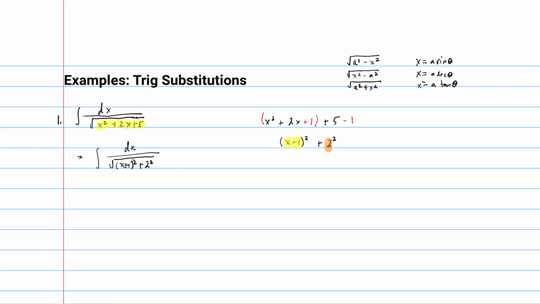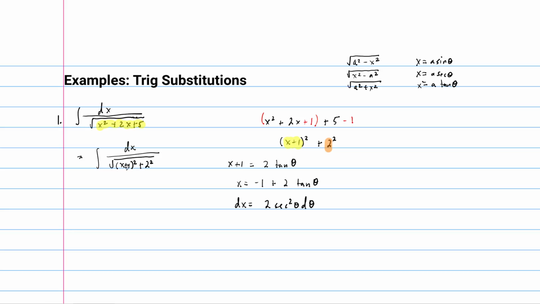So this term that's inside the square that has the x, or x plus 1, whatever's in there, has to be set equal to, we have a plus sign, so that's going to be tangent, but it's a times tangent, so it's going to be 2 times tangent theta, right? So 2 tangent theta, and then that means that our x is equal to -1 plus 2 tangent theta, and our dx is of course equal to 2 secant squared theta d theta.